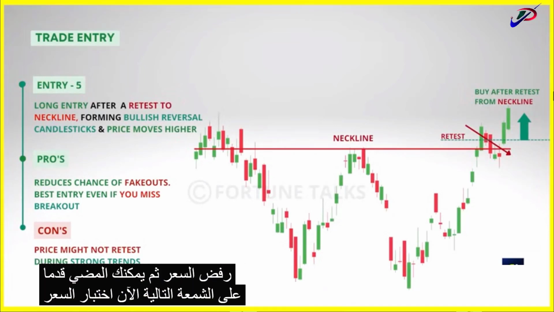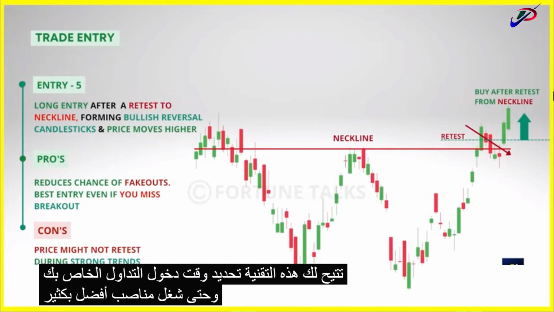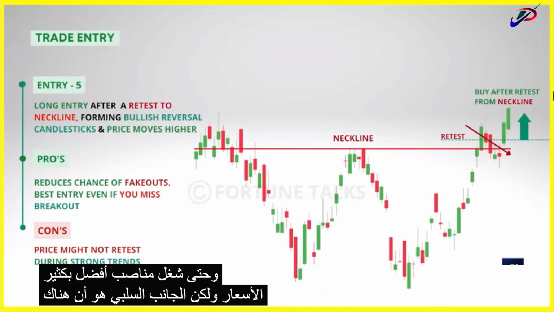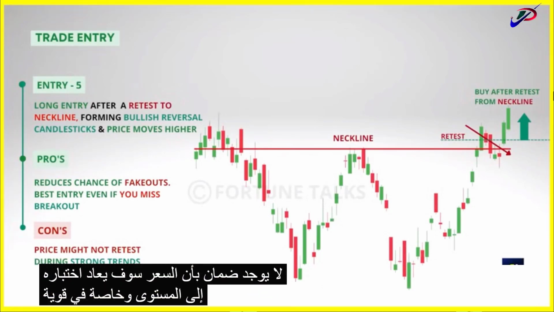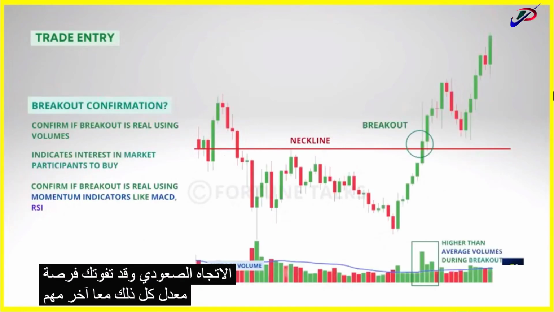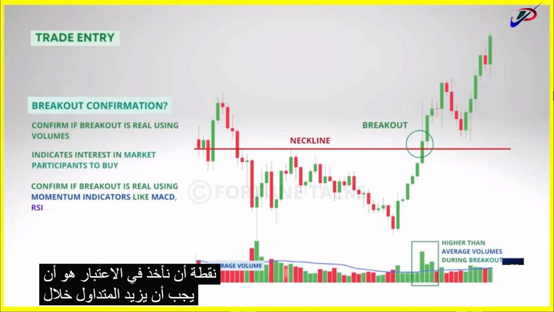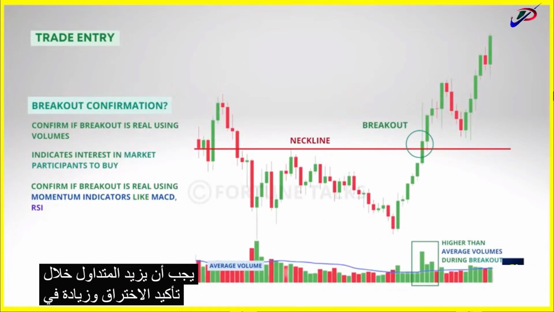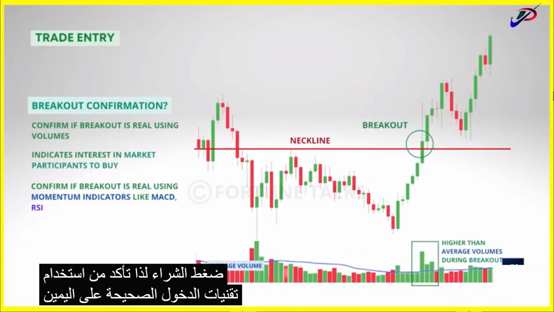Now the retest technique lets you time your trade entry and even take up positions at far better prices. But the downside is that there is no guarantee that the price will retest the level, especially in a strong uptrend, and you might miss out on the trade altogether. Yet another important point to keep in mind is that the volume should increase during the breakout, confirming an increase in the buying pressure. So make sure you use the right entry techniques at the right times.